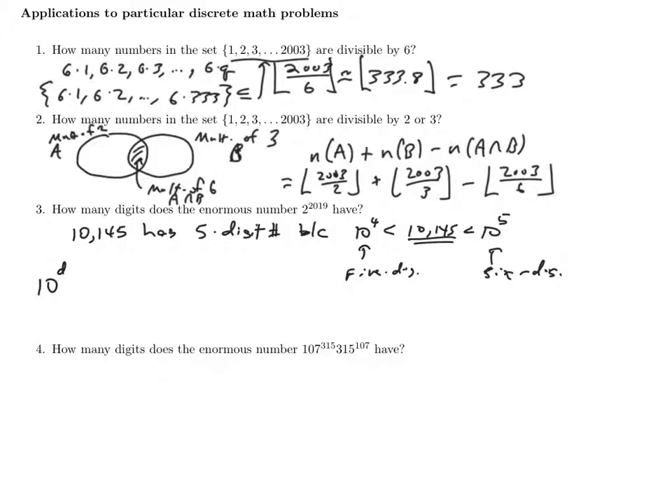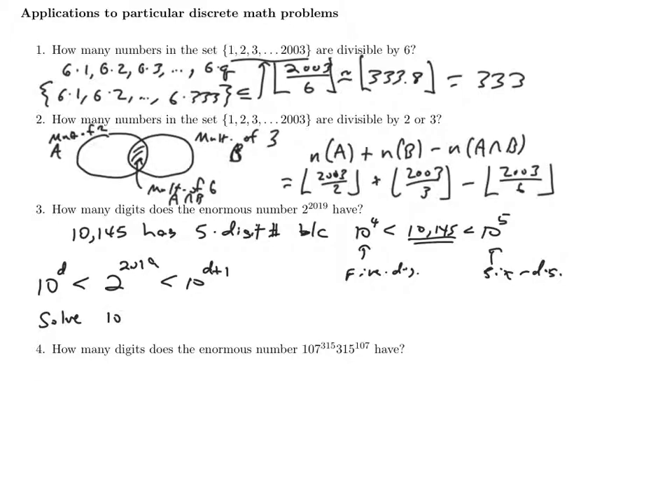So what I'm trying to find is a power, trying to find two consecutive powers of 10, 10 to the something and 10 to the one more than that, that 2 to the 2019 lies between. To figure out how to solve an equation like this, I'm going to first solve the inequality like this. I'm going to first solve this equation.